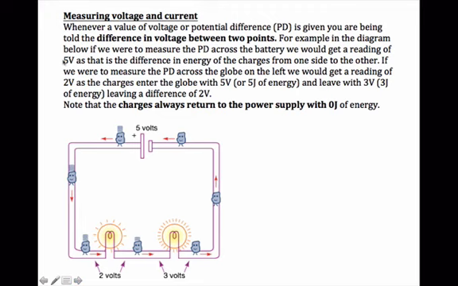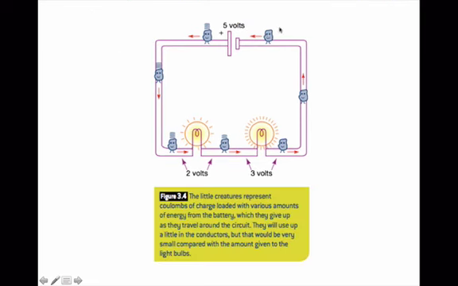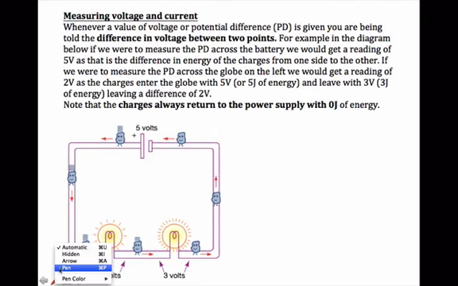Okay, measuring voltage and current. This is why I think potential difference is a better term. When you're measuring voltage in a circuit, you are measuring the difference in voltage between 2 points, not an absolute value of how much voltage a coulomb of charge is carrying. So if you were to set up a voltmeter across this battery here, we know it's a 5-volt battery, so the electric potential difference would be 5. The difference between this side of the battery and that side would be 5.